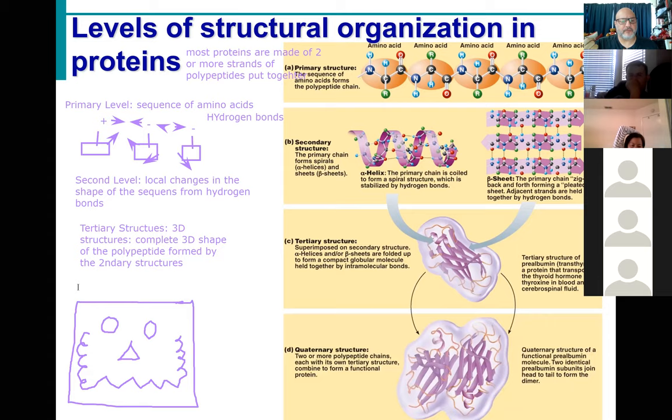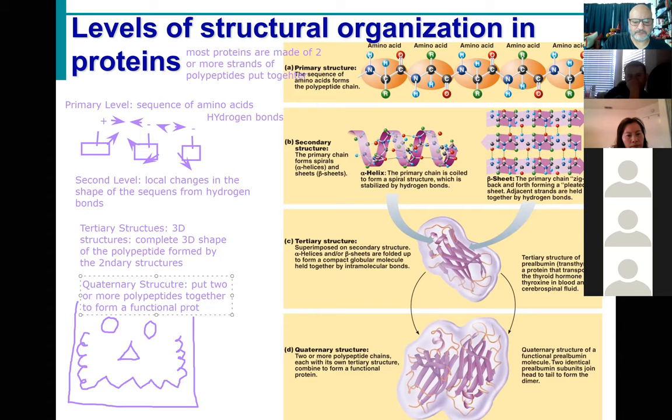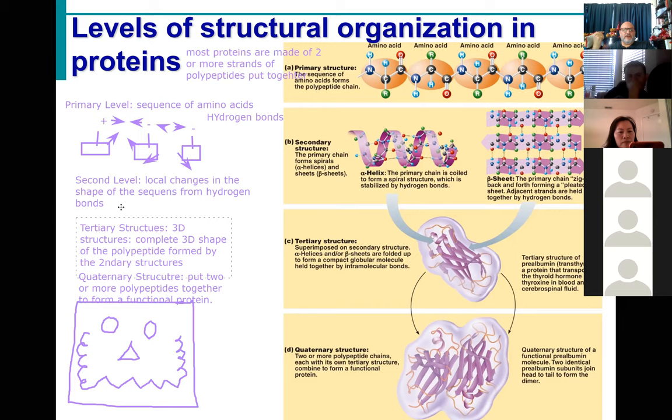Our quaternary structure is when we put two or more polypeptides together to form a functional protein. And this is what we want. What we have here, right down here, is now a functional protein. Get away from my functional protein.